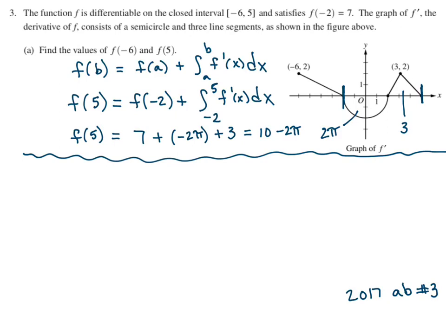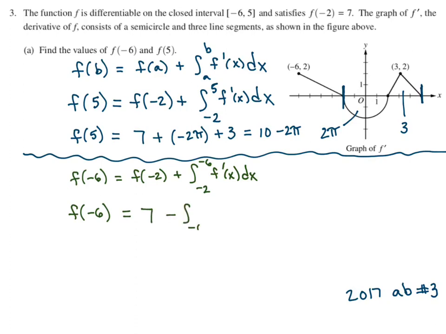Now we're going to go ahead and find the value of f of -6. So I'm going to plug that in. I'm still going to use -2 as my a. That's like my starting value. And then I'll take -6, plug that in for my b for both of those. And so I still get 7 minus this integral from -6 to -2.